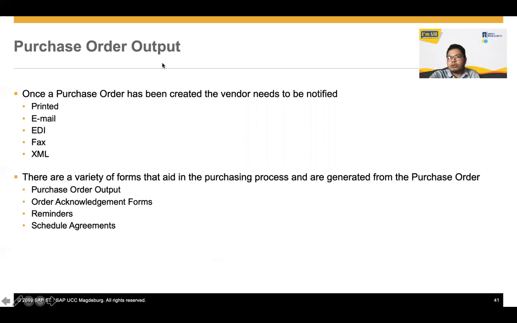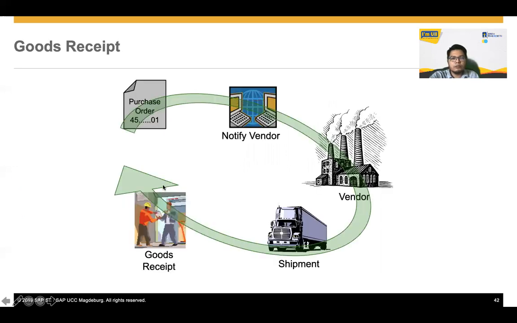So at the purchase order output, when we want to create a purchase order, there are several ways of doing it. We can use the manual way, printed, or email, send it directly through email from electronic data interface, or perhaps from fax or XML through web. It is also possible. So there is a variety of forms that I can purchase. This is some kind of form that helps support the purchase order.